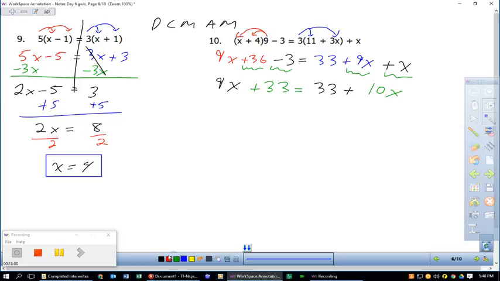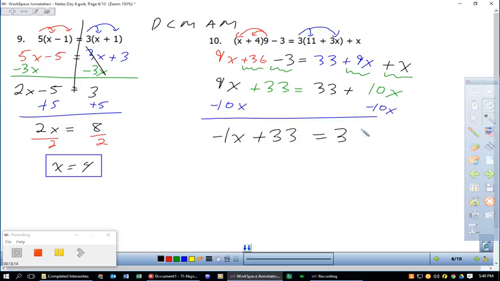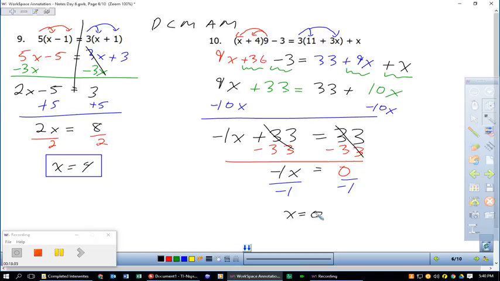Okay, next we need to move variables. So I'm going to subtract 10x, to move everything to the left. So that's going to be negative 1x plus 33 equals 33. Okay, add, subtract. I will subtract 33 from both sides. In this case, we get a 0 pair on both sides. So 0 equals negative 1x. That's also a 0 pair. Dividing by negative 1, we get 0. X equals 0 because 0 divided by anything is 0.